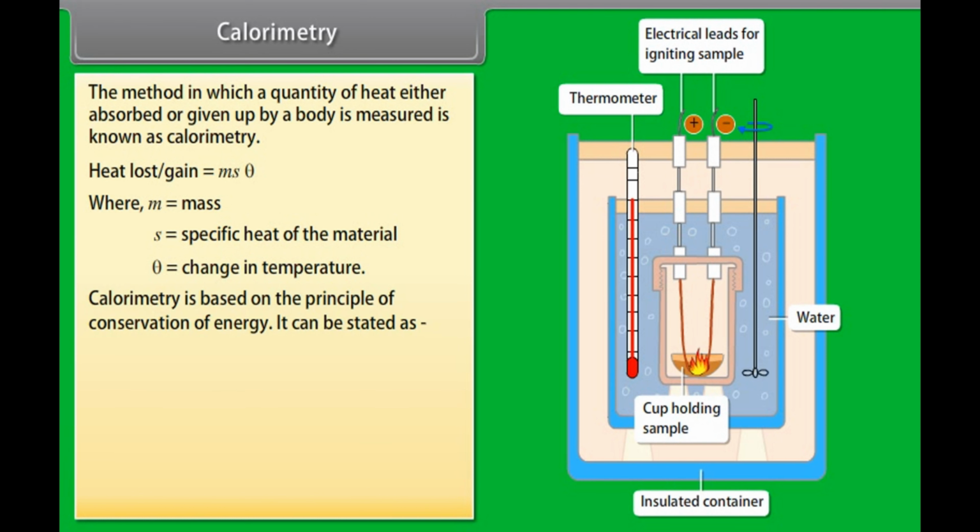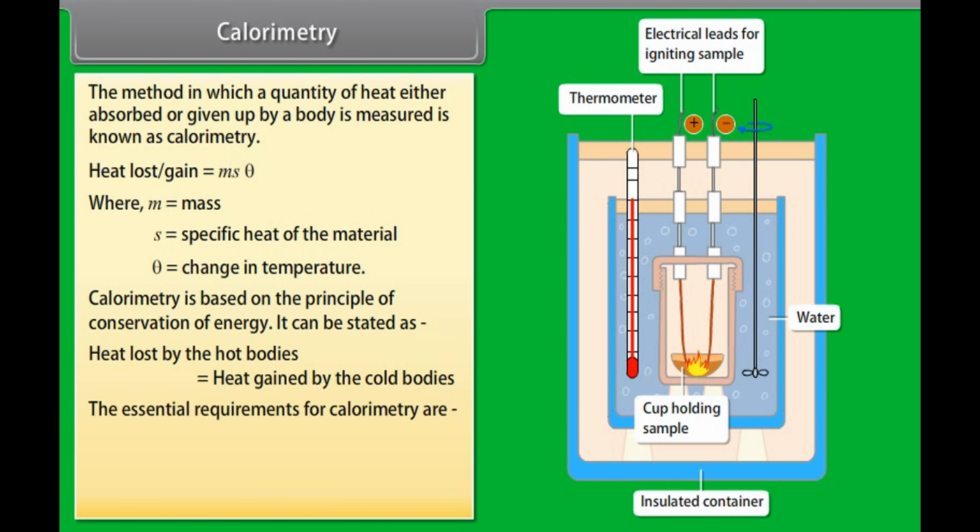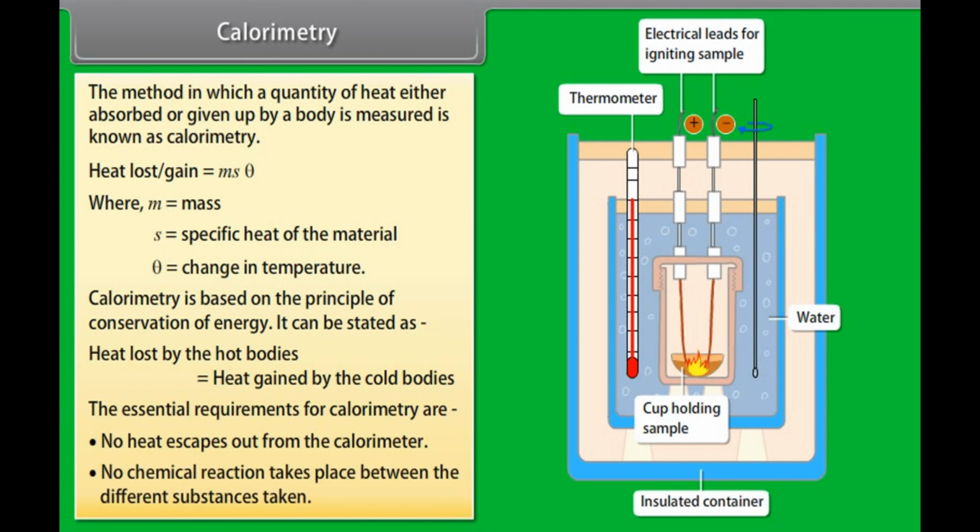Calorimetry is based on the principle of conservation of energy. It states that heat lost by the hot bodies is equal to heat gained by the cold bodies. The essential requirements for calorimetry are: no heat escapes from the calorimeter, and no chemical reactions take place between the different substances taken.